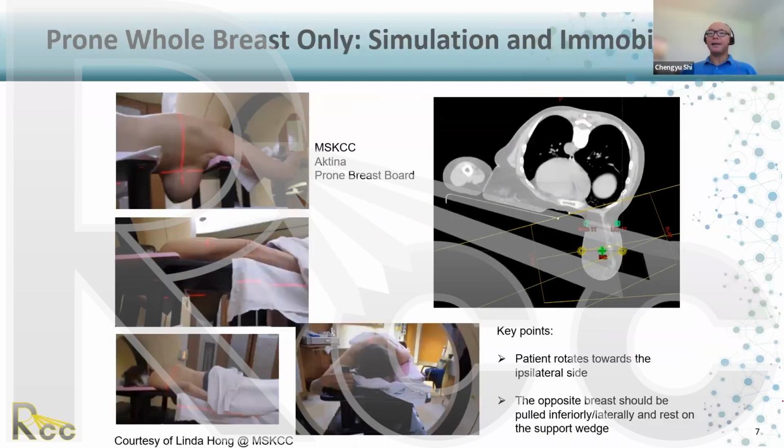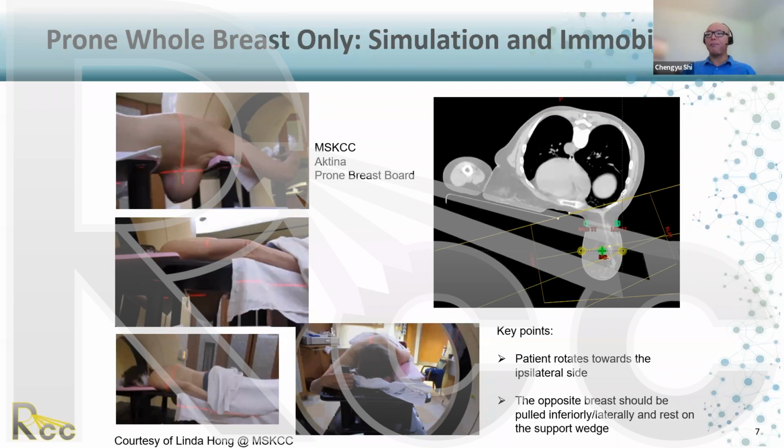For certain patients, supine is definitely not good because of the folding of the breast. For example, this patient's breast is folded if you use supine. Then prone is definitely a good choice. This is a customized prone board. We increase the head side and give the natural fall of the breast, and we use an SSD setup instead of a SAD setup to avoid collisions.